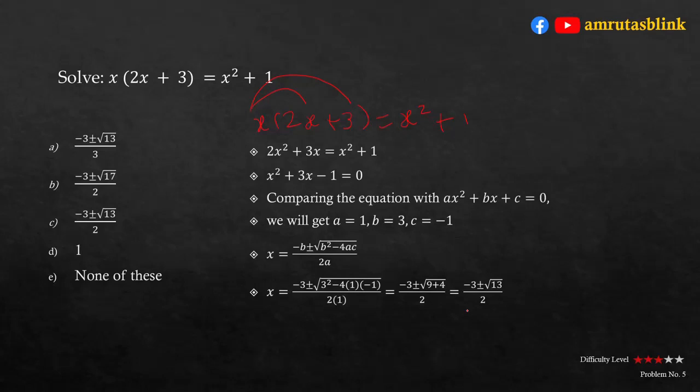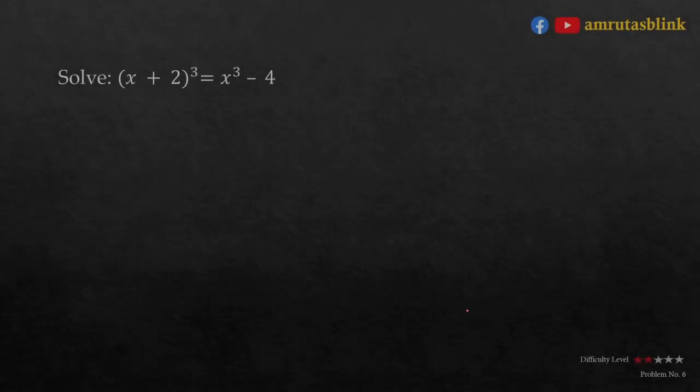This is the value of x, and hence our answer is option C, that is the value of x is equal to minus 3 plus or minus under root 13 upon 2. Let's move to problem number 6.